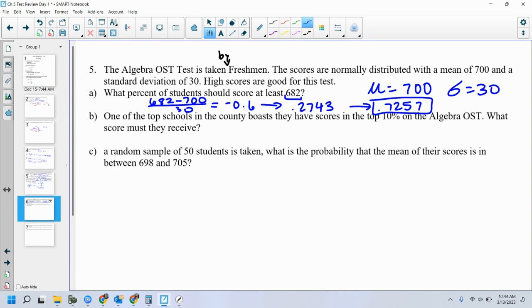One of the top schools in the county boasts that they have scores in the top 10%. What score must they have received? So for the top 10%, am I going to look for 0.1? No, because they're saying this. We are here. That's the top 10%. So what really am I going to look for here? 0.9.